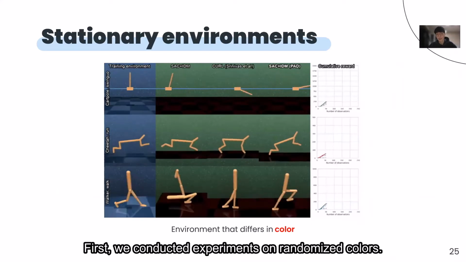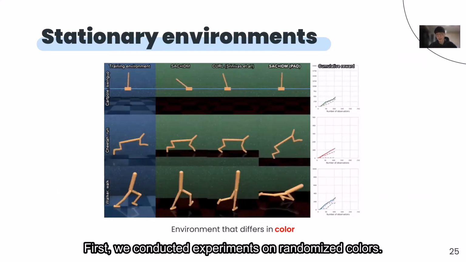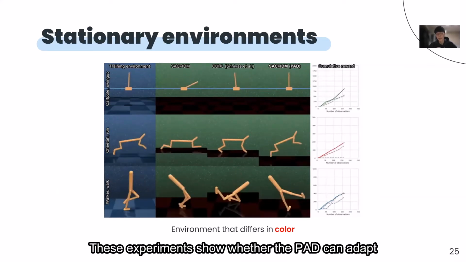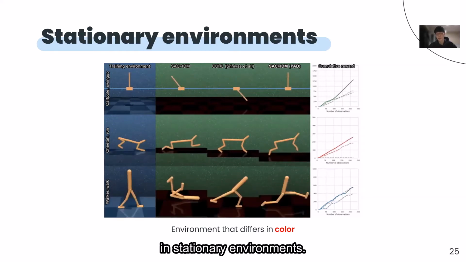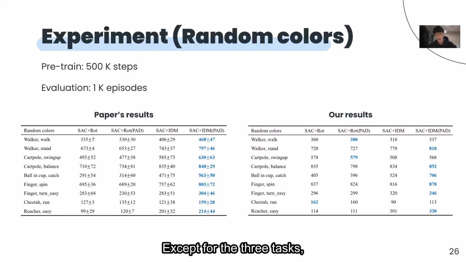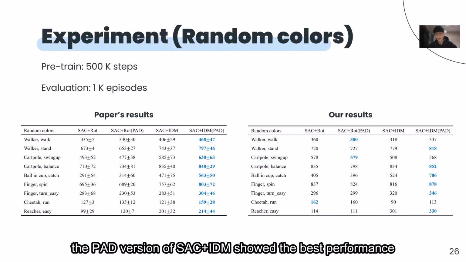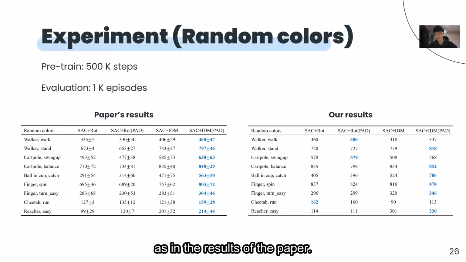First, we conducted experiments on randomized colors. These experiments show whether the PAD can adapt in stationary environments. These are the results. Except for three tasks, the PAD version of SAC plus IDM shows the best performance, as in the result of the paper.